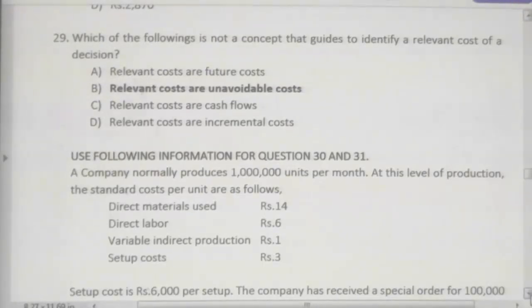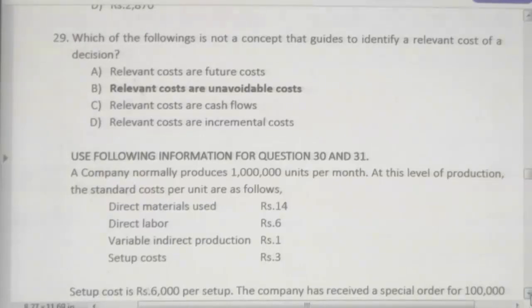Therefore, the answer is B, relevant costs are unavoidable, because you can't say relevant costs are unavoidable if you can manage it. That's why you are taking a short-term decision. Therefore, relevant cost is not an unavoidable cost, it can be avoided, right? So the answer would be B. That is the sentence that does not match the relevant cost concept.